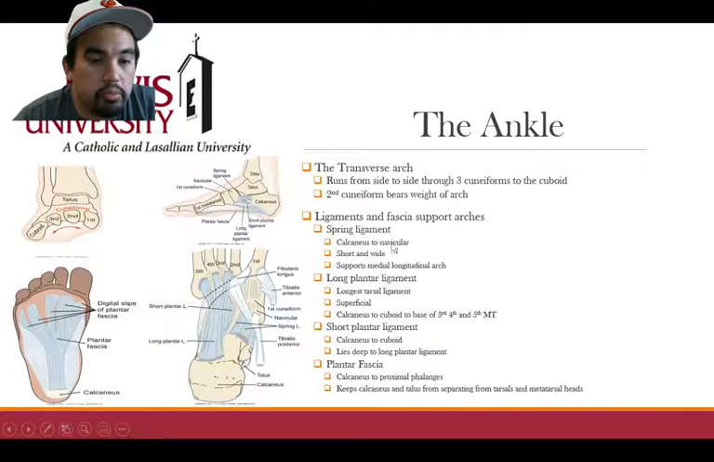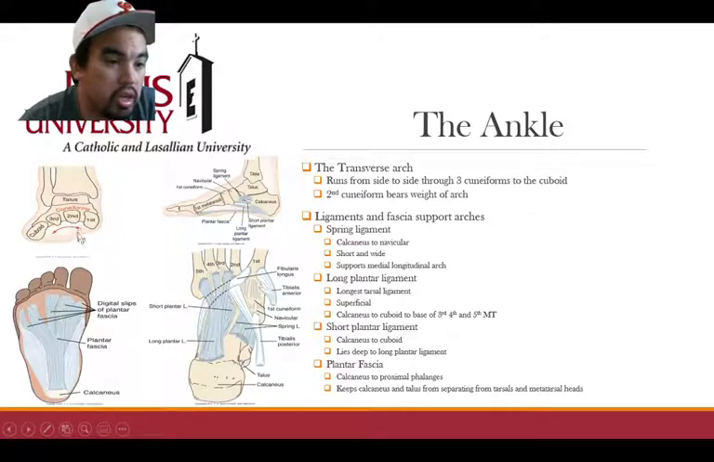Most people don't have too much issue with that. This transverse arch, on the other hand, runs from side to side through the 3 cuneiforms to the cuboid, and it's the second cuneiform that bears most of the weight of the arch. So you see here, right? This is right in front of it a little bit, some more right here, right?